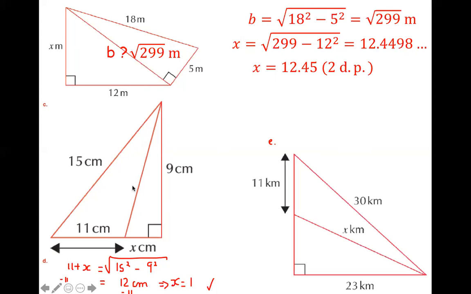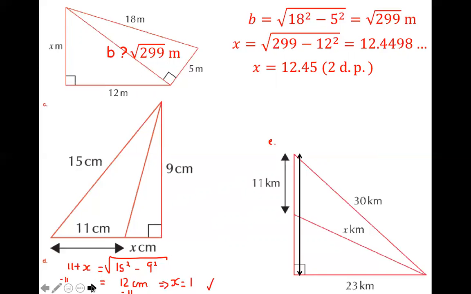So we looked at D. D was a bit more complicated because we had 11 plus x was square root of 15 square minus 9 square. So we had 11 plus x equal 12, and that meant x equal 1.